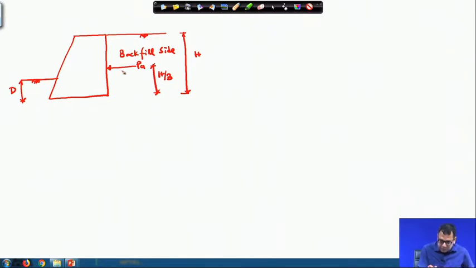And when this wall moves in this direction, away from the backfill, this portion will generate a passive force. This will be the passive, because in this case the wall is moving towards the soil. So, it will give you the passive and this will give you the active. And if this is the toe of the wall, I can write what forces are acting. In the wall, the weight of the wall is acting.